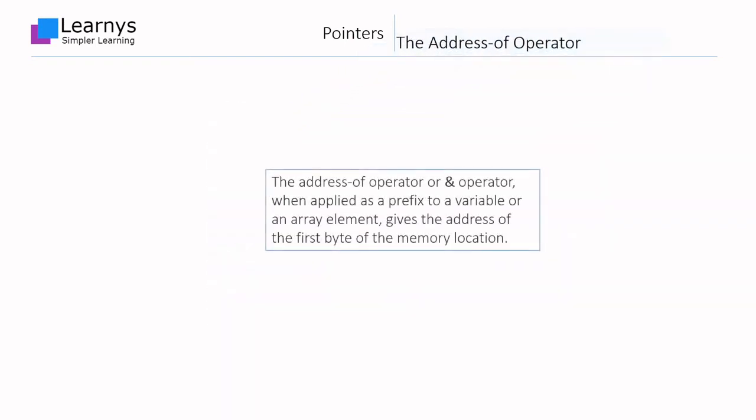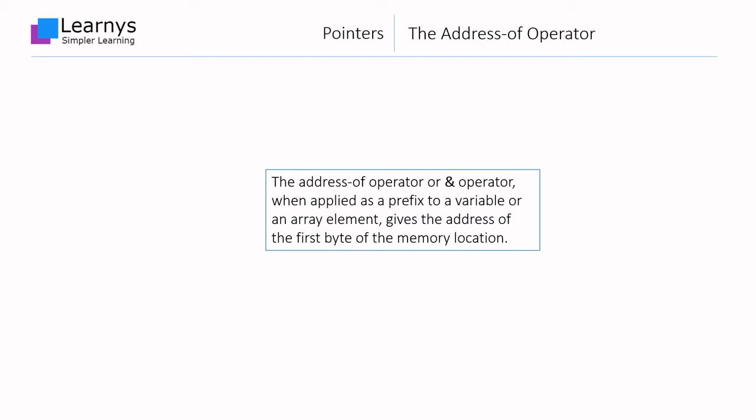Whenever we define a variable, whether of built-in type or user-defined type, memory gets allocated for it. The address of or the ampersand operator can be used to obtain the address of the allocated memory chunks. The address of operator, when applied over a variable or an array element, gives the address of the first byte of their storage location. It is important to note that the returned address is the address of the first byte. The address of the first byte is also called the base address.